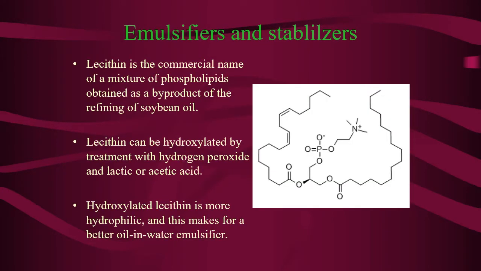This is the structure of lecithin. So lecithin is the commercial name of a mixture of phospholipids, obtained as a byproduct of the refining of soybean oil. So when you refine soybean oil, you will get lecithin as the byproduct. And lecithin can be hydroxylated by treatment with hydrogen peroxide and lactic or acetic acid, and usually hydroxylated lecithin is more hydrophilic. This makes for a better oil-in-water emulsifier.